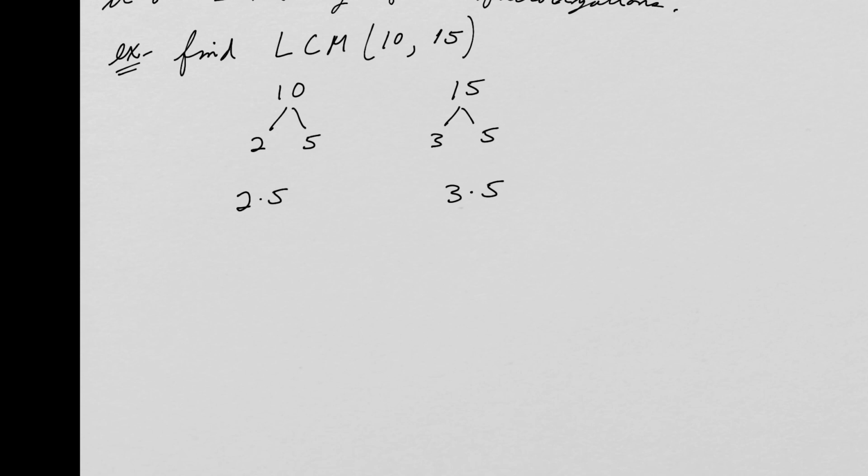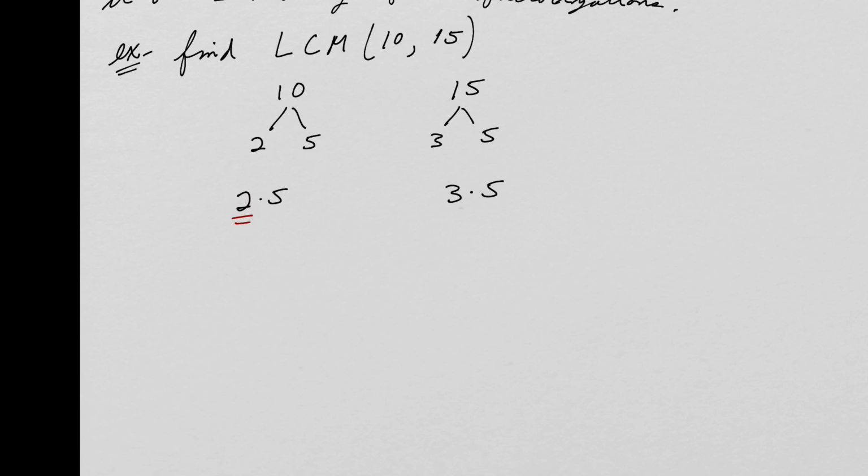Now look at all of your prime factors. You have 2s, 3s, and 5s. Let's start with the 2. How many times does a 2 occur in the factorization of 10? It occurs once. So I need to take the 2 once, and then I go over to the 15. How many times does the 2 occur in this factorization? It occurs 0 times. There's no 2 there. So what's the greatest number of times that the 2 occurs in either of these factorizations?